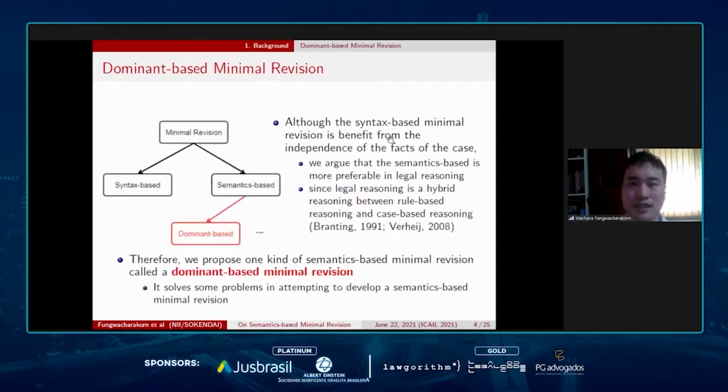Although the syntax-based minimal revision benefits from the independence of the facts of the case, we argue that the semantics-based is more preferable in legal reasoning, since legal reasoning is a hybrid reasoning between rule-based reasoning and case-based reasoning. Therefore, we propose here one kind of semantics-based minimal revision called dominant-based minimal revision. This solves some problems in attempting to develop a semantics-based minimal revision.